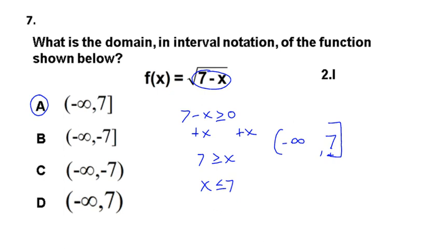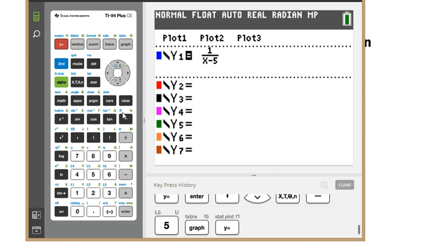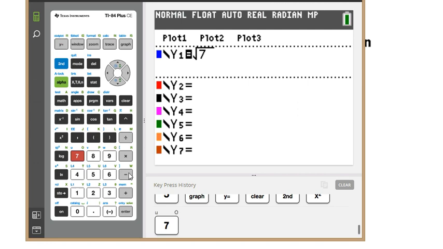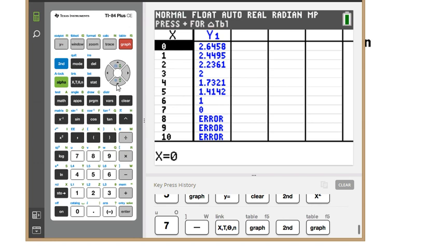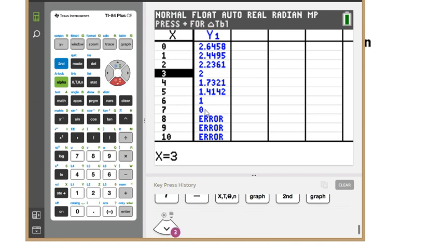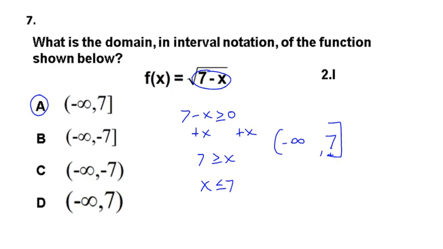Go to the calculator, square root of the quantity 7 minus x. So graph this. You can see it. Okay, negative infinity. And the only thing you can check: does the function actually exist at 7? Because that makes a difference on the graph. We can see that the function is defined for x equals 7, but not anything over 7. So that makes A definitely our correct answer.